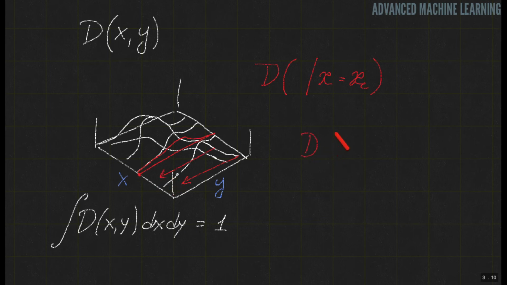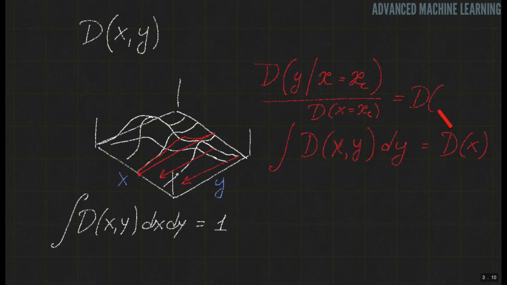So let's take D of x and y, integrate it over all possible values of y, which we know is just the marginal, and take it at g of x equals xc, and that will be our conditional distribution, right? If we do the same for the y conditionals, then we can easily arrive at the Bayes theorem, but we will do that later in our course.